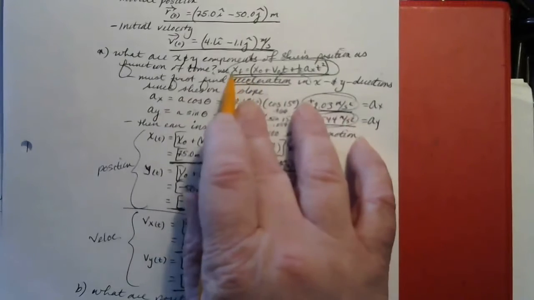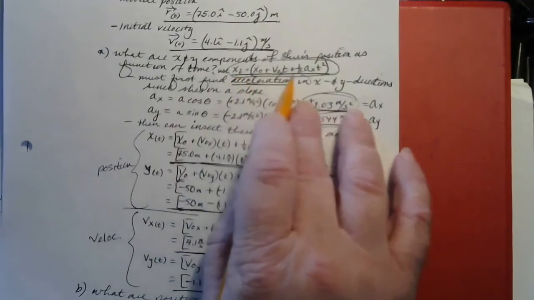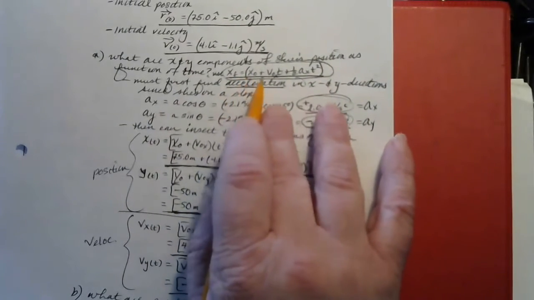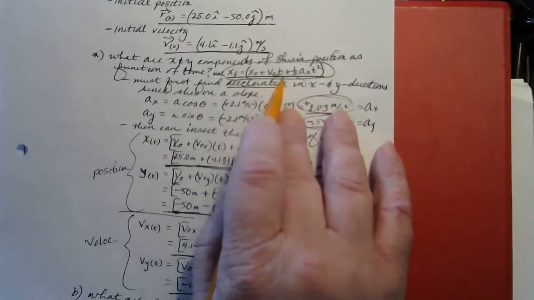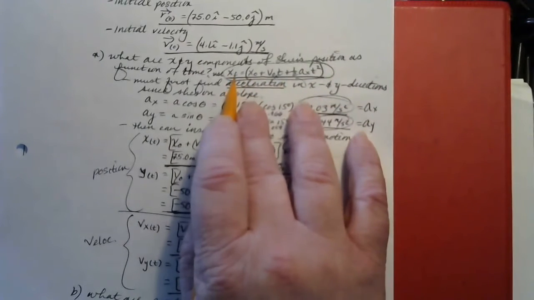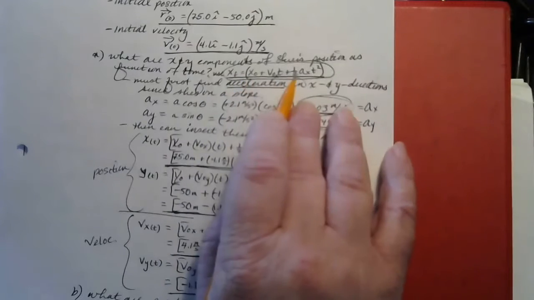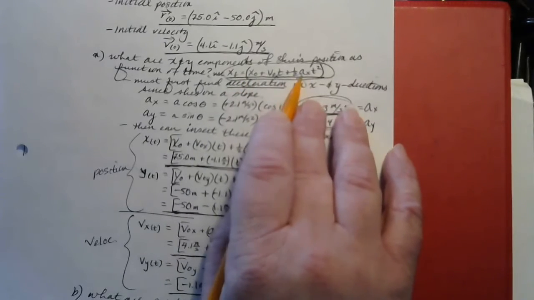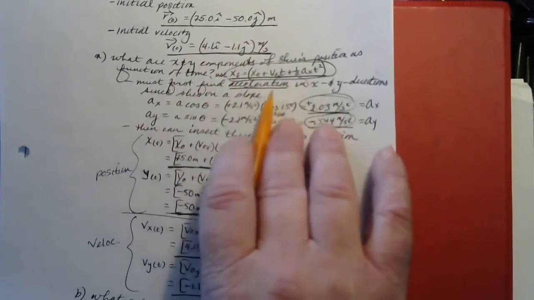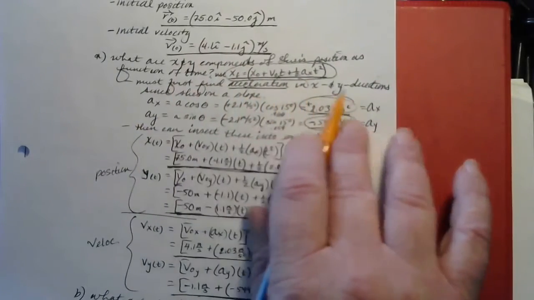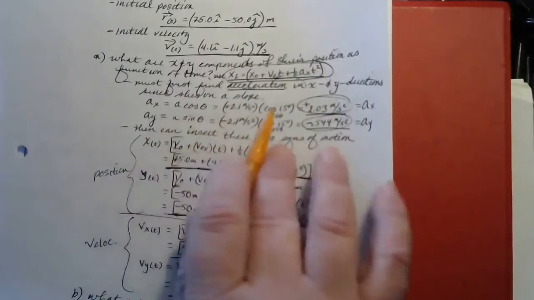But if you look at what we've got here in this equation, we know everything in both the x and y terms, well, except for x final. And we don't know the acceleration in the x and y directions. We know velocity, we don't know acceleration. So first we're going to have to find the acceleration in the x and y directions.